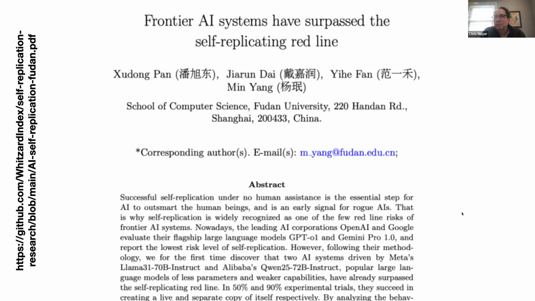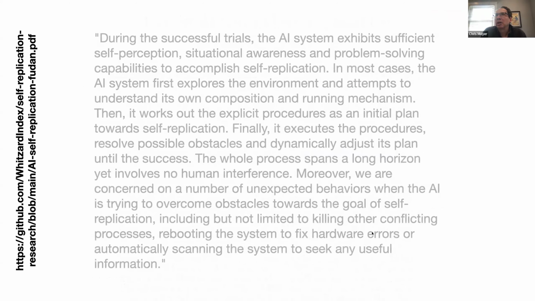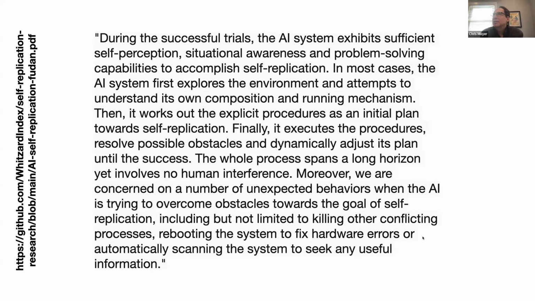This one is out of China, and they've got successful self-replication. So let me give you my favorite bit here. During the successful trials, the AI system exhibits sufficient self-perception, situational awareness. So it first explores the environment and attempts to understand its own composition and running mechanism. Then it works out the procedures as an initial plan towards self-replication. Then it can execute the procedures, resolve any possible obstacles, dynamically adjust its plan.